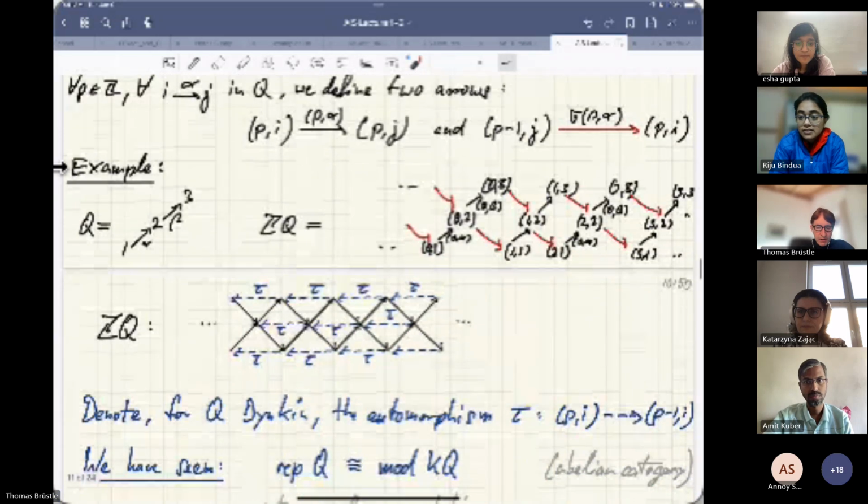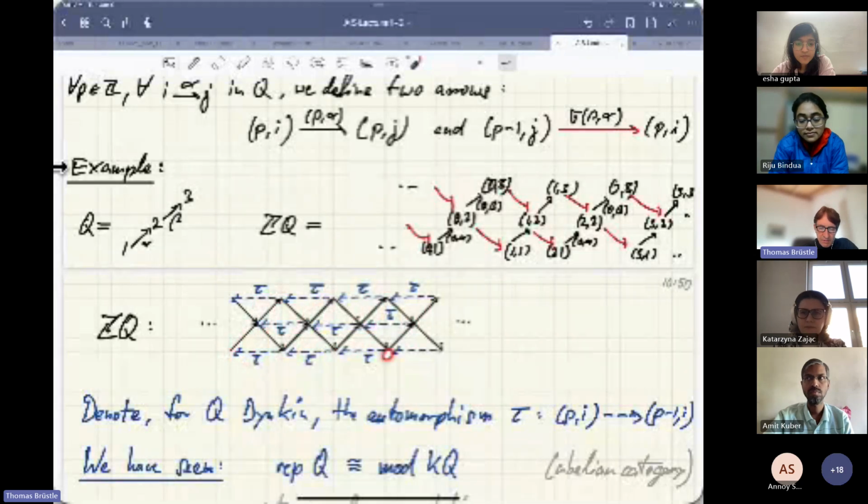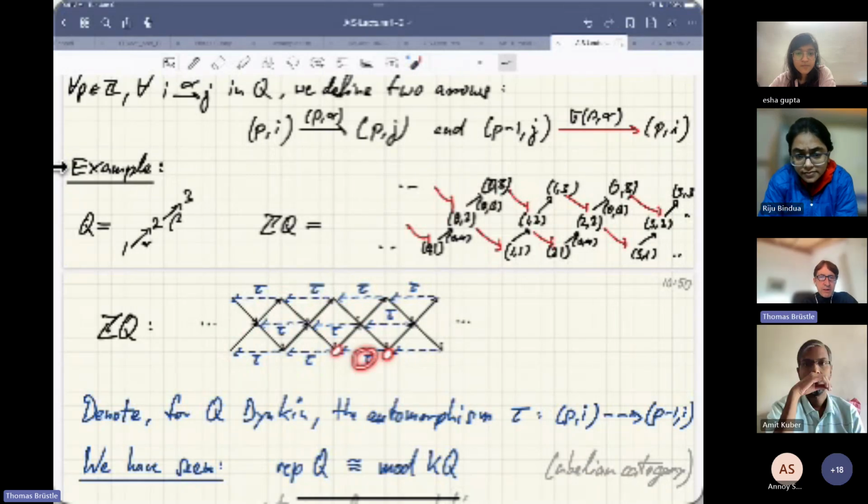And also in this infinite stripe, we have the translation from one vertex to the next vertex on the left, which is called tau, and this reminds you of the Auslander-Reiten translation. At this moment, this is just a translation on that quiver. Tau moves one step to the left. That's all it does.